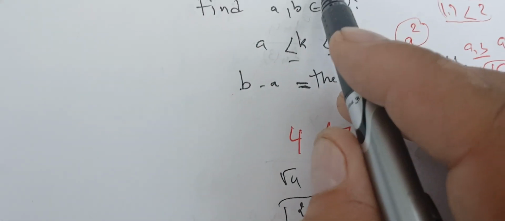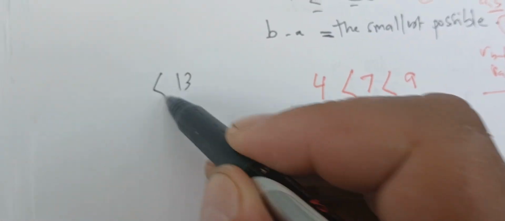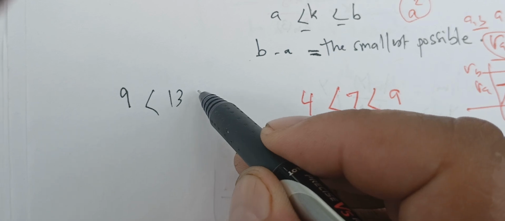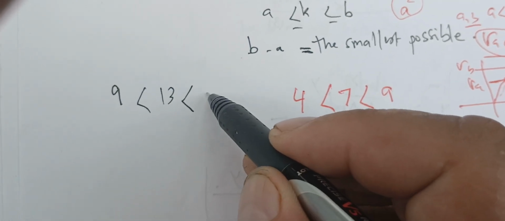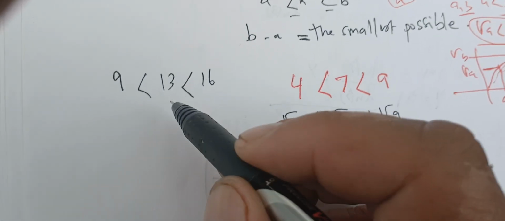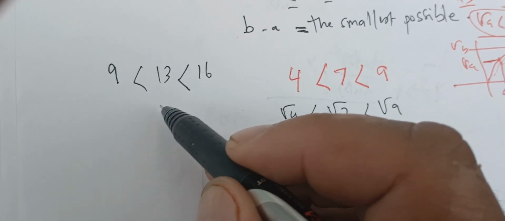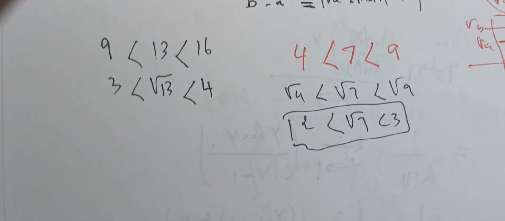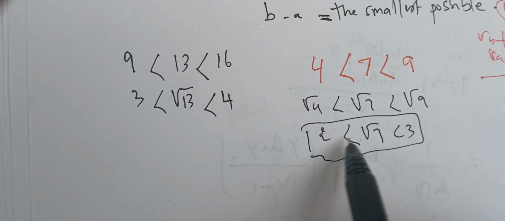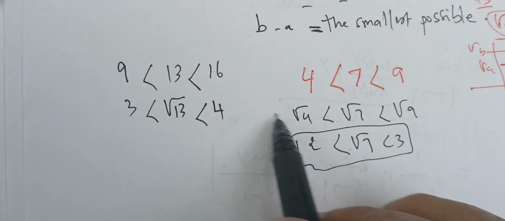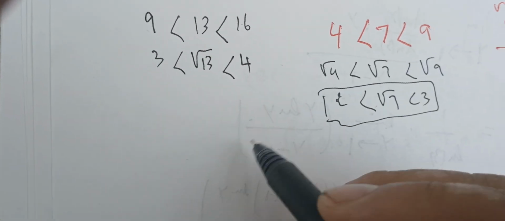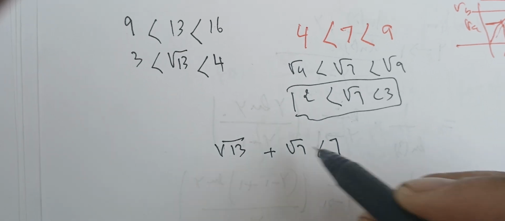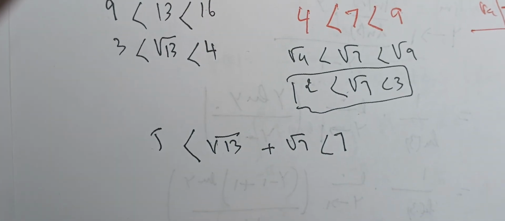Next we do 13. 13 is between 9, which is 3 to the power 2, and 16, which is 4 to the power 2. Using the fact that the square root is increasing, the square root of 13 is between 3 and 4. Now, if we add these two, the square root of 13 plus the square root of 7 is between 5 and 7.